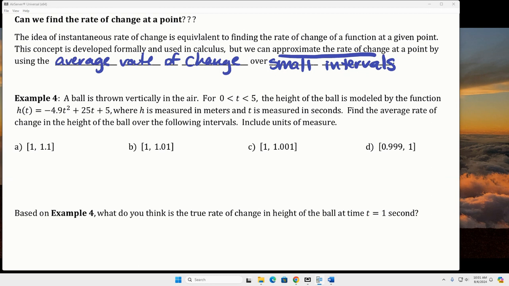So here is a ball situation. A ball is thrown vertically in the air for a time between 0 and 5 seconds. The height of the ball is modeled by that quadratic function, where h is measured in meters and t is measured in seconds. We're going to find the average rate of change in the ball over the following intervals, and we are going to go ahead and indicate the units of measure. So let's put that equation in the calculator in y1.